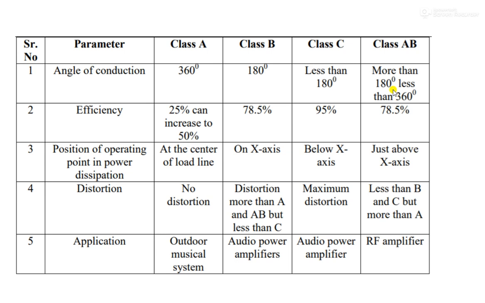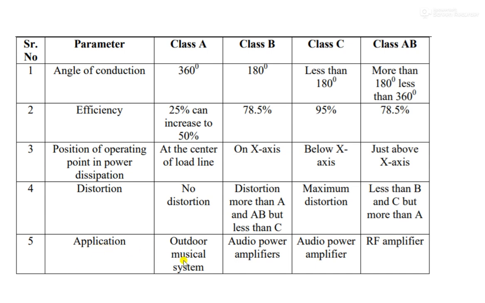Now, distortions means there is some noise or interruption. In a class A power amplifier there is no distortion at all. In class B, distortion is more than class A but less than class C. In class C amplifier, distortions are maximum, and in class AB it is less than class B and class C but more than A.